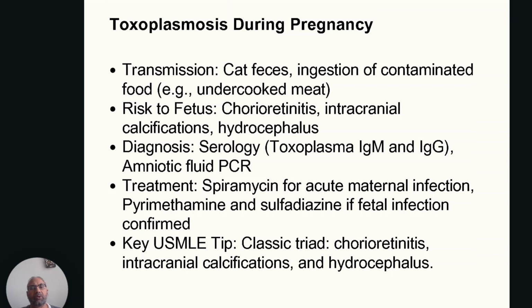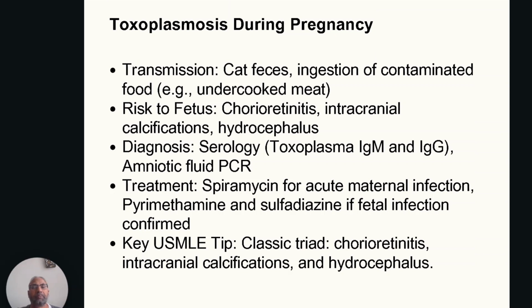Diagnosis is serology, mainly toxoplasma IgM and IgG is checked, and we also can do amniotic fluid PCR. And if toxoplasmosis is found, then the treatment is spiramycin for acute maternal infection. Here toxoplasma is not a virus, it is a parasite. The treatment is spiramycin for acute maternal infection, and pyrimethamine and sulfadiazine if fetal infection is confirmed. So for the mother's infection, we give spiramycin, and for the baby's infection, we give pyrimethamine and sulfadiazine.